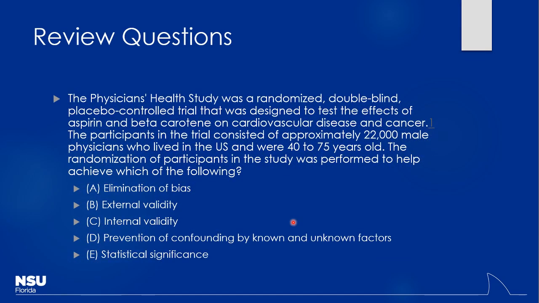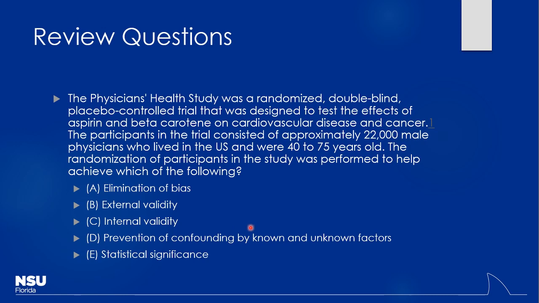If you recall, in one of the PowerPoints we were talking about the Physicians' Health Study. It was a randomized, double-blind, placebo-controlled trial looking at the effects of aspirin and beta-carotene on CV disease and cancer in male physicians, 40 to 75 years of age. The randomization of the participants was performed to help achieve which of the following? Did it eliminate all bias, deal with external validity, internal validity, prevent confounding by known and unknown factors, or provide statistical significance? Internal validity? What do we think?